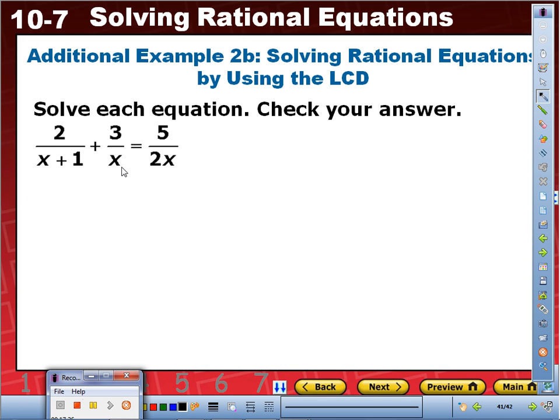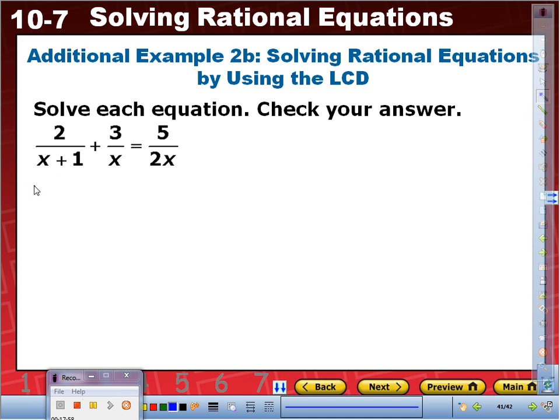Now check this out. We need to find the denominator that would be common for all 3. This is how I do this. First, I'm going to factor each one of these. What is GCF here? 1. And we're left with 1 times x plus 1. Okay? This one. Can we factor this one anymore? No. Can we factor this one? Yes. 2 times x. Well, it stays the same pretty much.